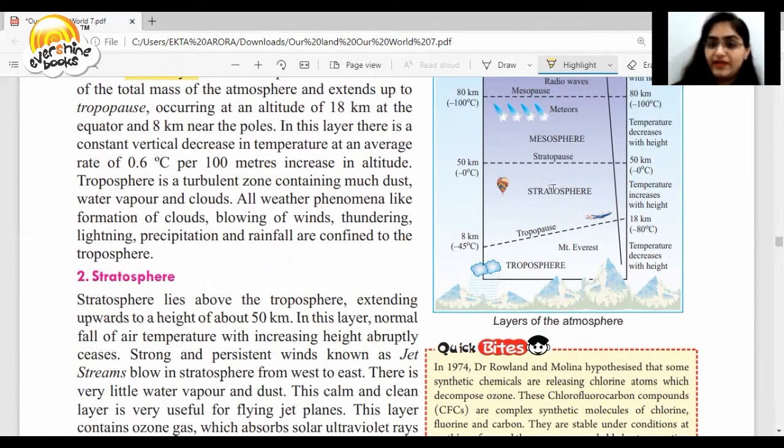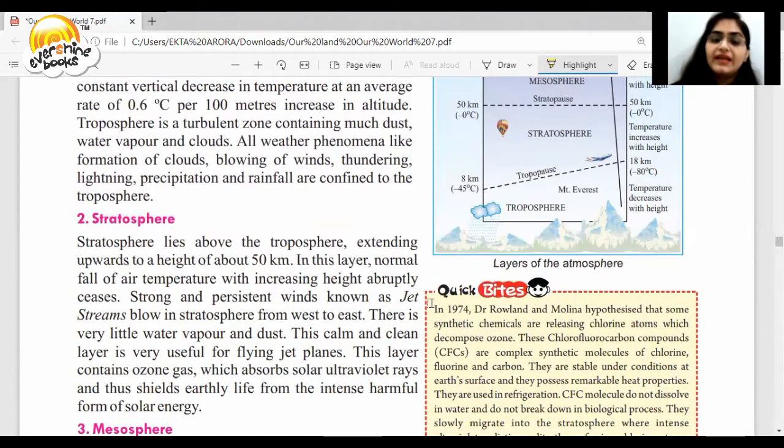Now the second layer is stratosphere, which is above the troposphere, between tropopause and stratopause. In this layer, temperature normally rises with increased height. Strong and persistent winds known as jet streams blow in the stratosphere from west to east. There is very little water vapor and dust. That is why planes usually use this stratosphere. This layer contains ozone gas, which absorbs solar ultraviolet rays and thus shields earthly life from the intense harmful forms of solar energy.